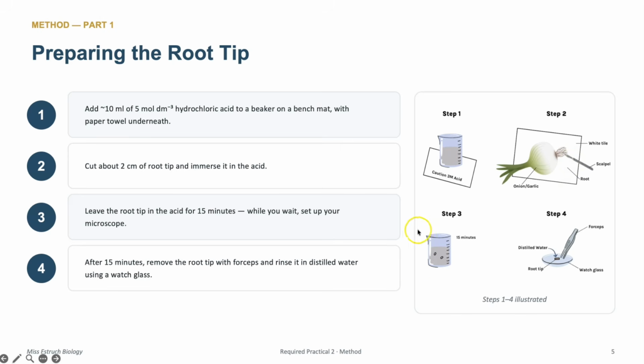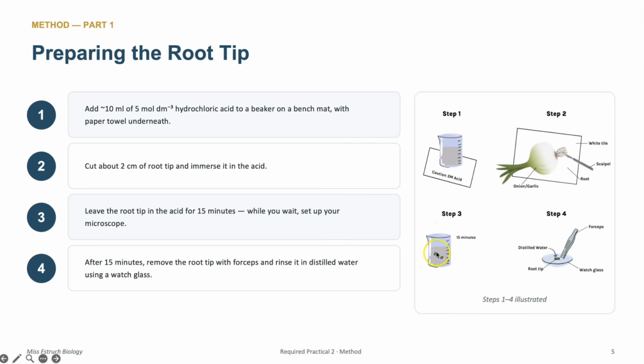Then your root tip samples would be placed in that acid for 15 minutes. There are different reasons why we'd place the root tip in that acid. One of them is it's going to stop mitosis happening. It will denature the enzymes, mitosis stops, so then we get a snapshot of the current stages that all the cells are in. Another reason is it starts to break down the connections between the cellulose cell walls, enabling you to then push down and get a single layer of cells in your specimen.